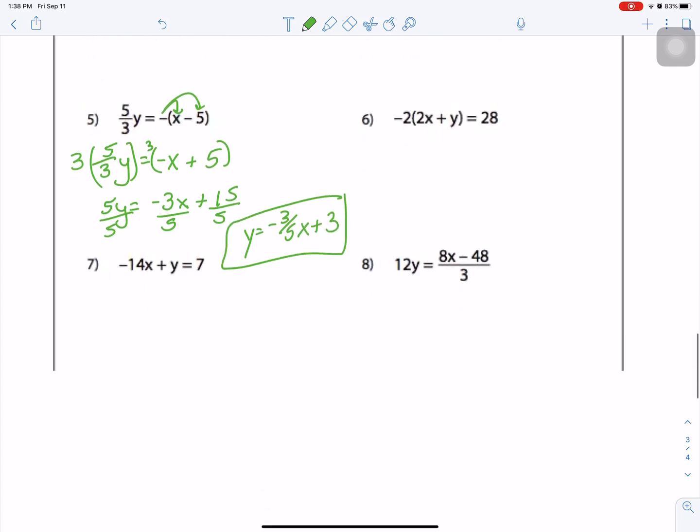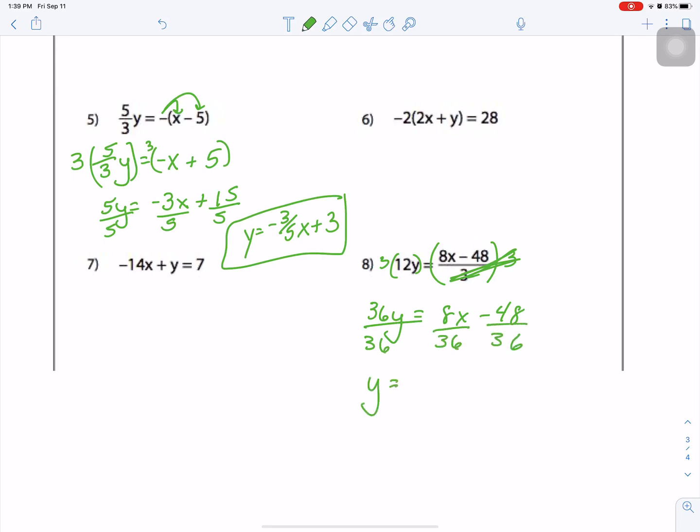And then looking at number 8, I'm going to multiply by 3 first. That's going to cancel this part out of my fraction. So 36y equals 8x minus 48. I could have divided the 8 by 3 and the 48 by 3, but a repeating decimal just makes it a little bit weird at that point. And now here I can divide by 36.